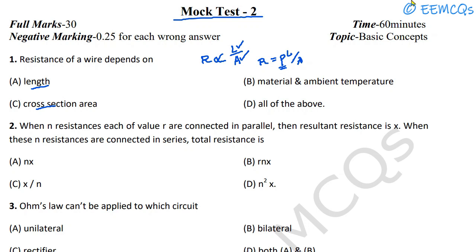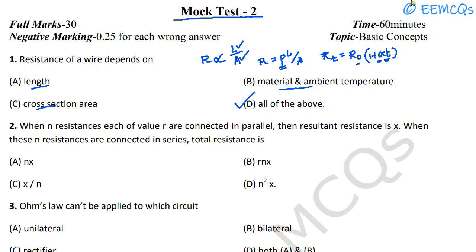So the resistance also depends upon the temperature, which is basically given by RT is equal to R0 into 1 plus alpha T, where T is the change in temperature from 0 degree centigrade and alpha is the temperature coefficient of resistance. So the resistance also depends upon the temperature. That means this is also true. So what will be the actual answer? As A, B, C all are correct, here the answer will be all of the above.